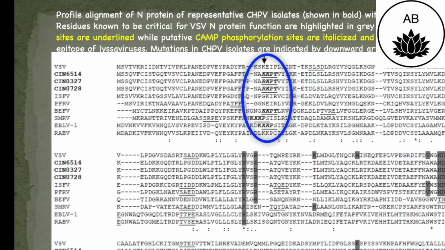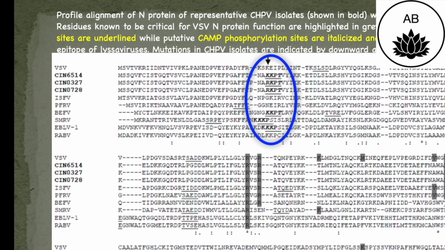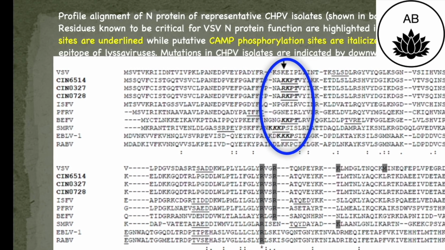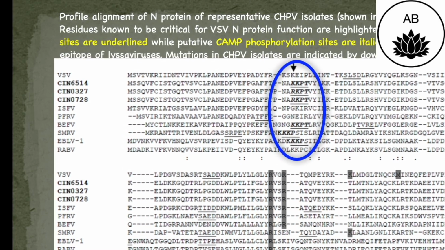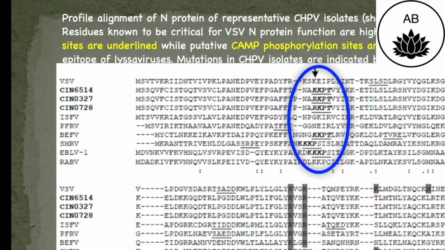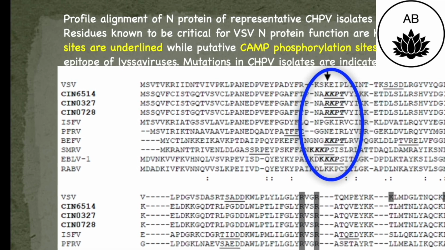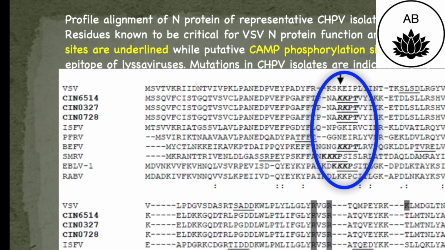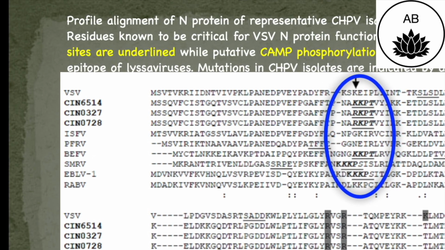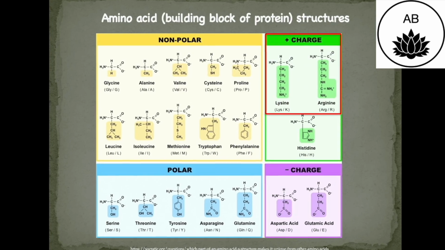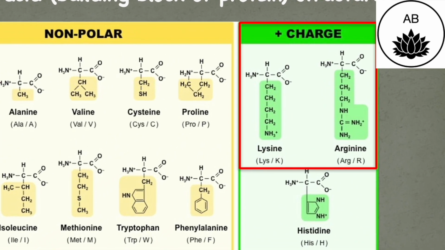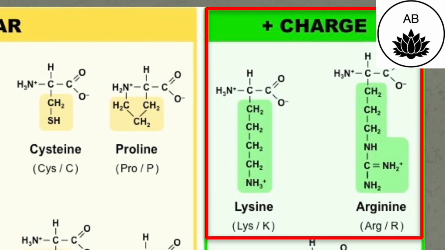Here, in this part of the alignment shown within the blue oval are the putative CaM phosphorylation sites in the N proteins of the viruses. The motif residues are in bold font, and if you notice the motif in case of CIN6514, it begins with a K or lysine, whereas the other representative Chandipura viral isolates CIN0327 and CIN0728 have an R or arginine. Though K and R are somewhat similar in the context that both are positively charged, nonetheless, they are different amino acids with different properties.